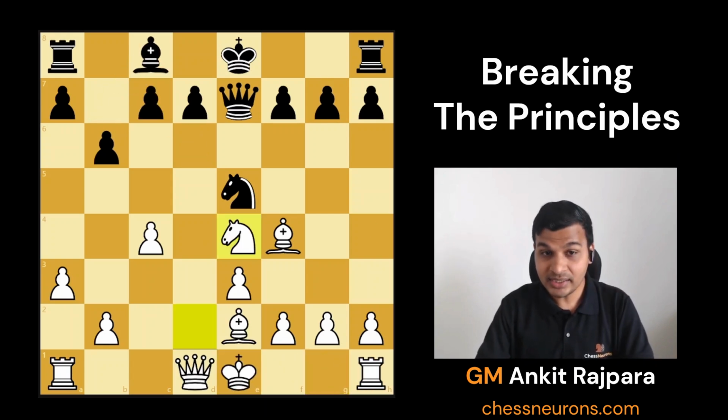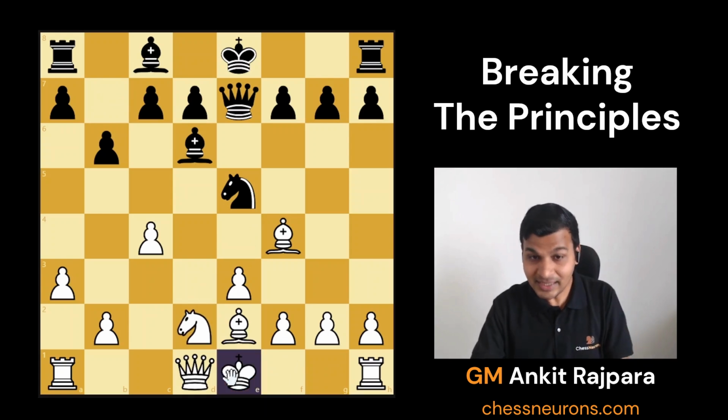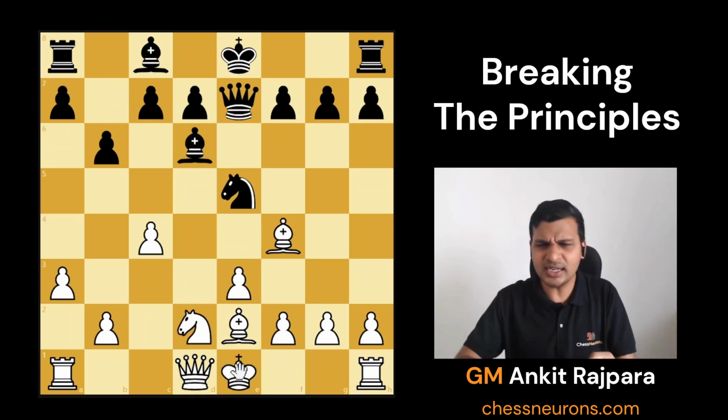So the important thing in this position was that White's king was in the center, but it should not be like, okay, let's immediately castle.